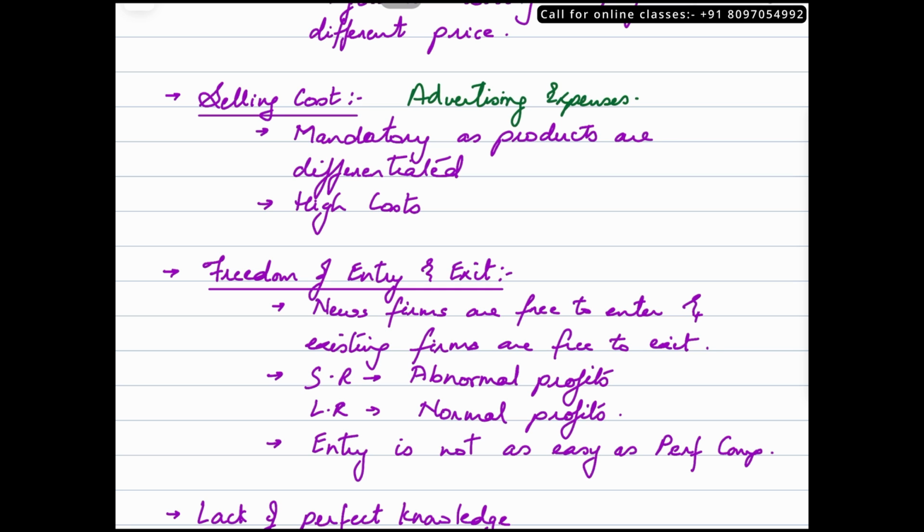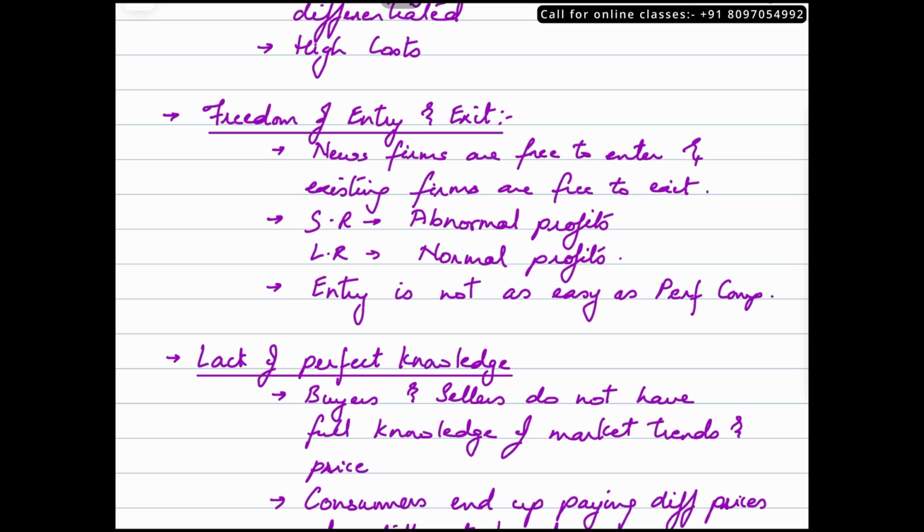Just like perfectly competitive markets, these markets also have freedom of entry and exit. That means new firms are free to enter, existing firms are free to exit. And given this scenario, once again, just like perfectly competitive markets, firms would have abnormal profits in the short run and normal profits in the long run. The only difference here is entry for new firms is not as easy as in perfectly competitive markets because there are investment expenditures and a lot of research that needs to be taken before entering a given market.